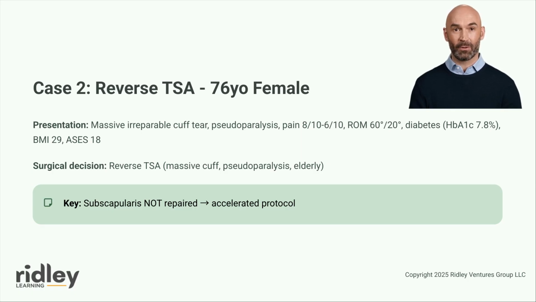Examination revealed active elevation of 60 degrees with passive elevation of 110 degrees, external rotation of 20 degrees, and grade 3 out of 5 deltoid strength with positive lag signs confirming massive cuff insufficiency. Her American Shoulder and Elbow Surgeon score was 18 out of 100. Imaging demonstrated superior humeral migration with acromiohumeral distance less than 5 mm, Walch E1 glenoid erosion, and massive supraspinatus and infraspinatus tears with Goutallier 3 to 4 fatty infiltration rendering the tears irreparable.